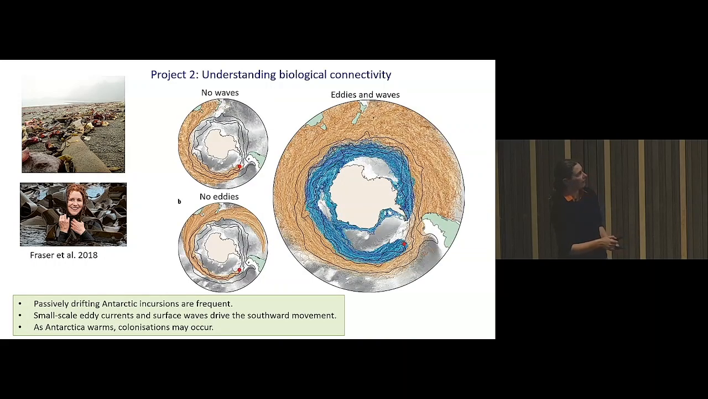This is just showing what happens when we split up and don't include different parts of the circulation. So we found that we need both the eddies and the waves in order to get the particles there.